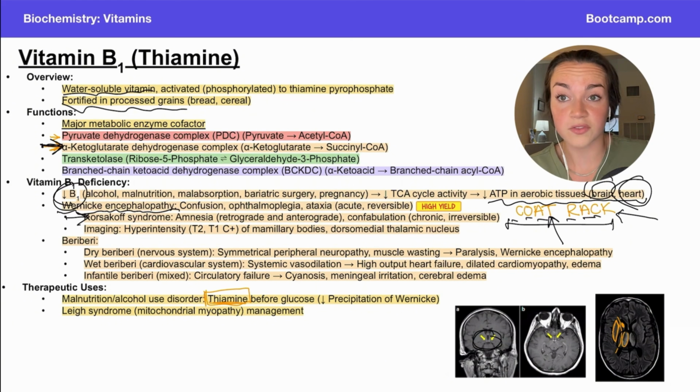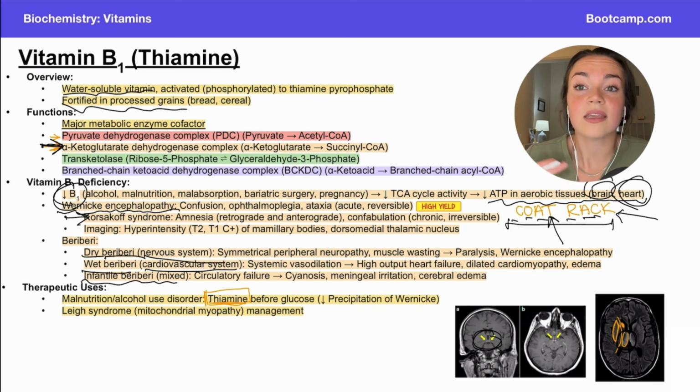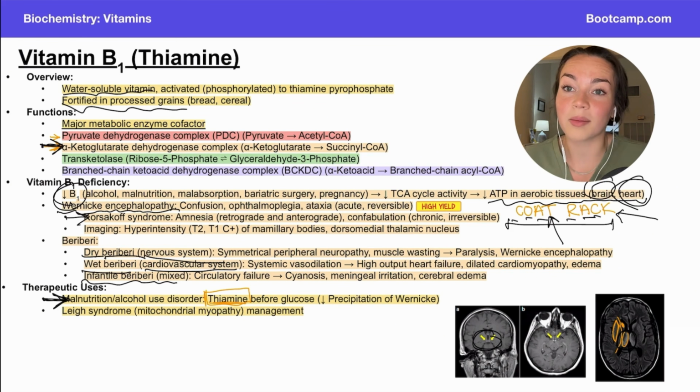Then we talked about the other family of clinical presentations, including dry beriberi, which affected the nervous system, wet beriberi, which affected the cardiovascular system, or infantile beriberi, which could be mixed. And we said in a patient who is deficient in thiamine, if we need to supplement it, always make sure we are giving the thiamine before we give any sort of glucose to help prop up that TCA cycle and set up your patients for success.